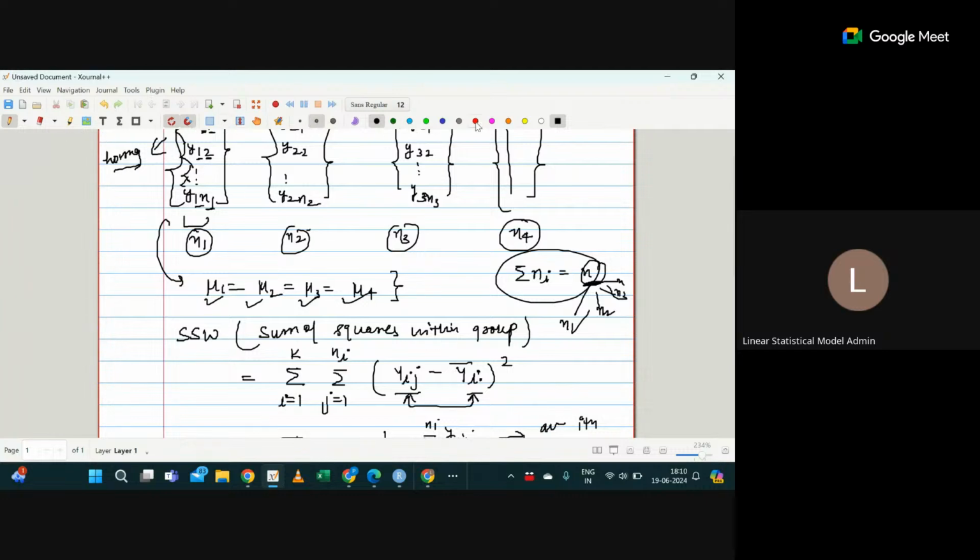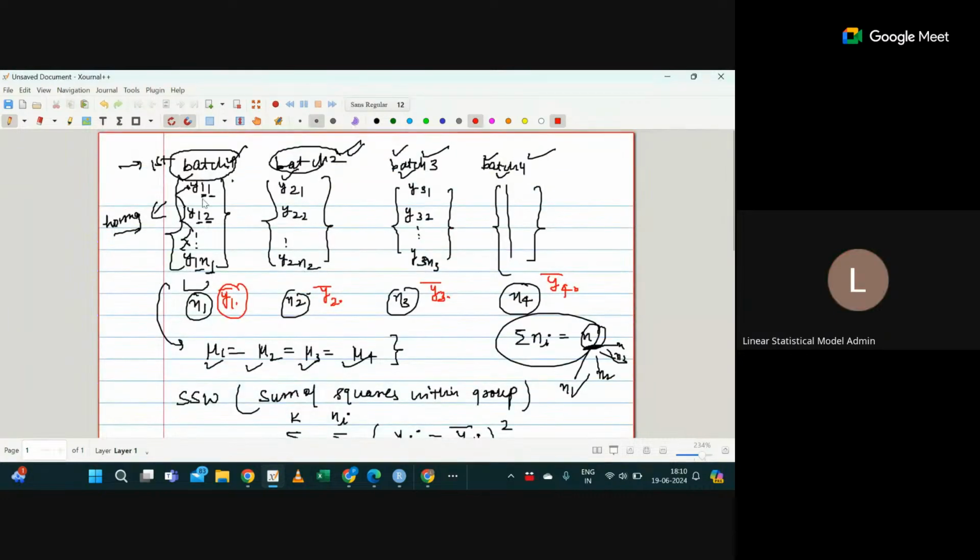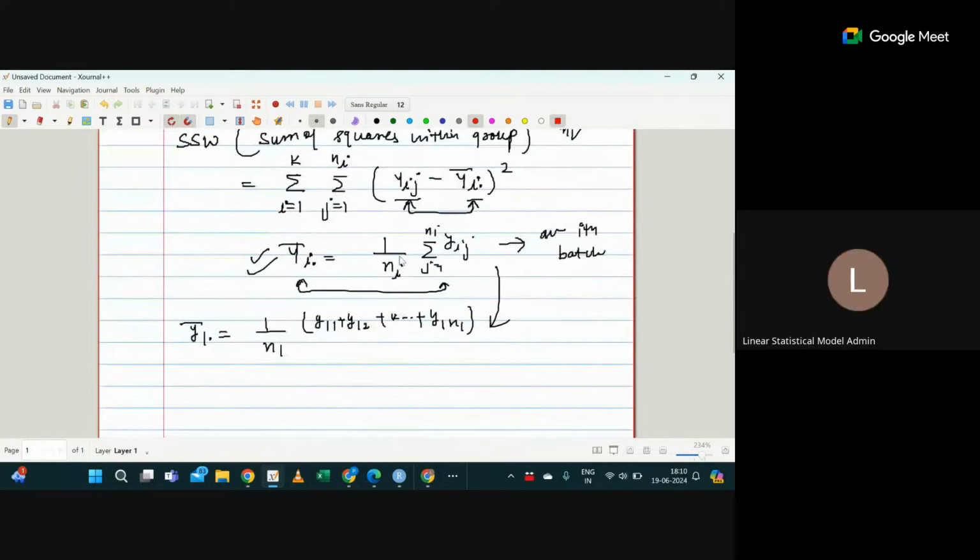So what are you doing? We calculated the mean of each batch: y bar 1 dot, y bar 2 dot, y bar 3 dot, y bar 4 dot. Yes or no? Yes. Right. Now what are we doing? We are subtracting this mean from each observation and taking the square. Correct. That is something we are doing here, right?